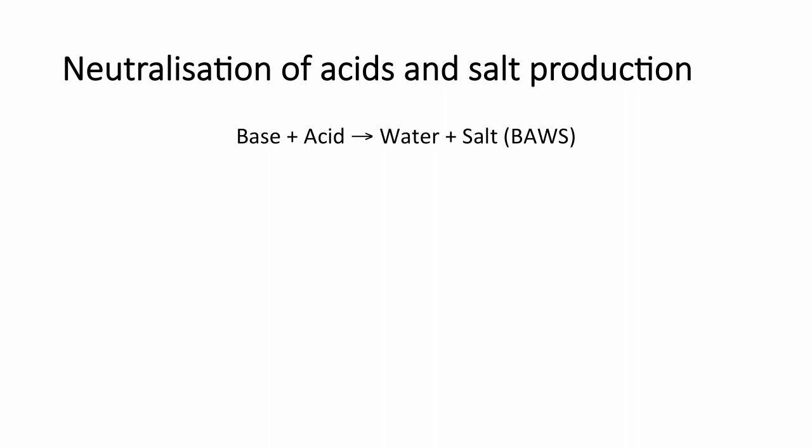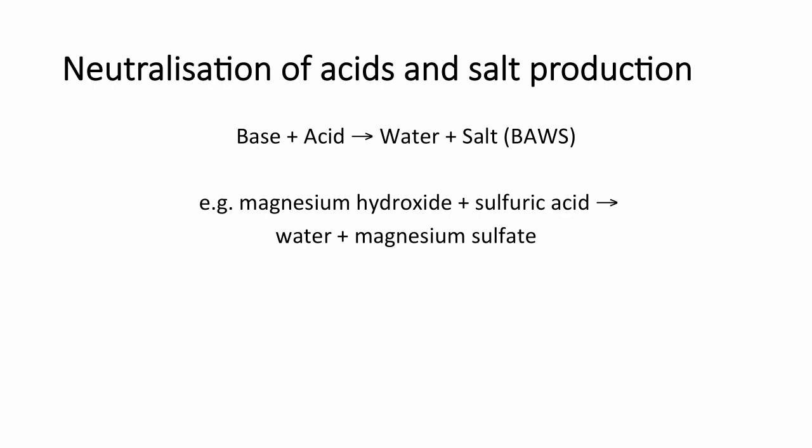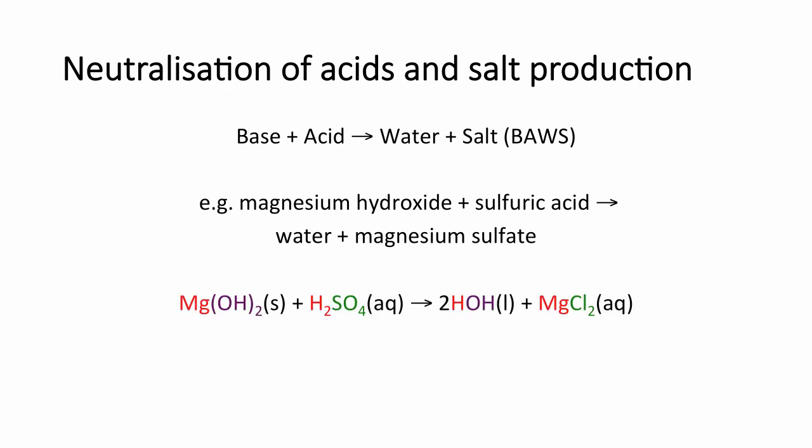Base plus acid forms water and salt. The acronym for this is BORS. For example, magnesium hydroxide is an insoluble metal hydroxide and therefore is called a base. It neutralises an acid to form water and magnesium sulfate. Again, the magnesium ion swaps places with the hydrogen ions of the sulfuric acid to form magnesium sulfate, and the hydrogen ions react with the hydroxide ions to form water.